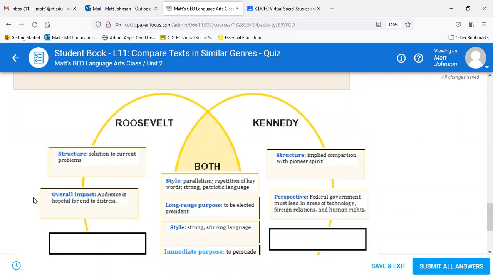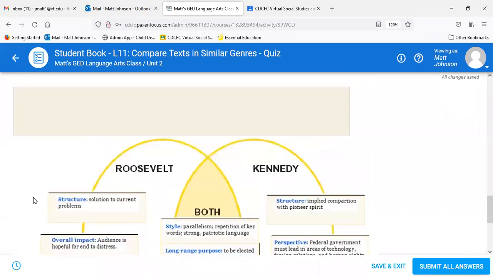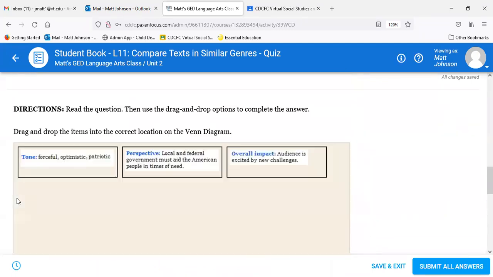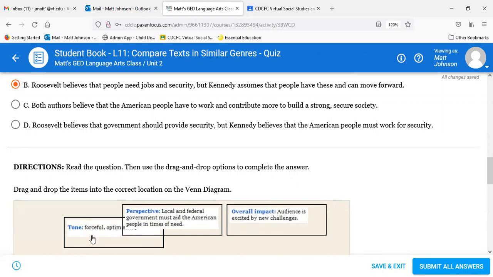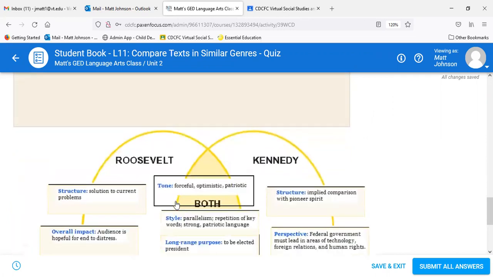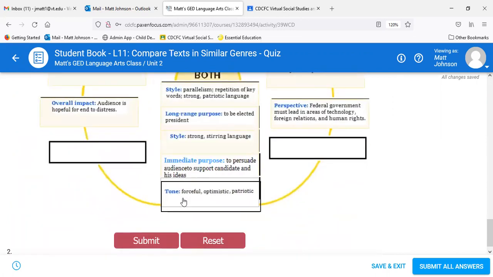And then the tone: forceful, optimistic, patriotic. Is that Roosevelt, Kennedy, or both? Kennedy. So it's actually both, right? They both are looking for, there is some optimism in both their words.